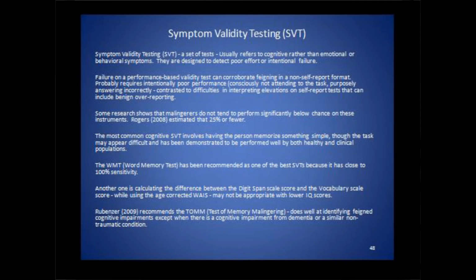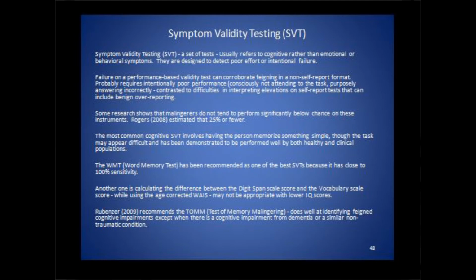Take those people and look at their responses to these straightforward cognitive tests. And if they score below chance on these tests, then something must be going on. They must be either not trying hard enough, or they are deliberately trying to look bad. And these tests are different than self-report tests in that it's not obvious what you're doing.